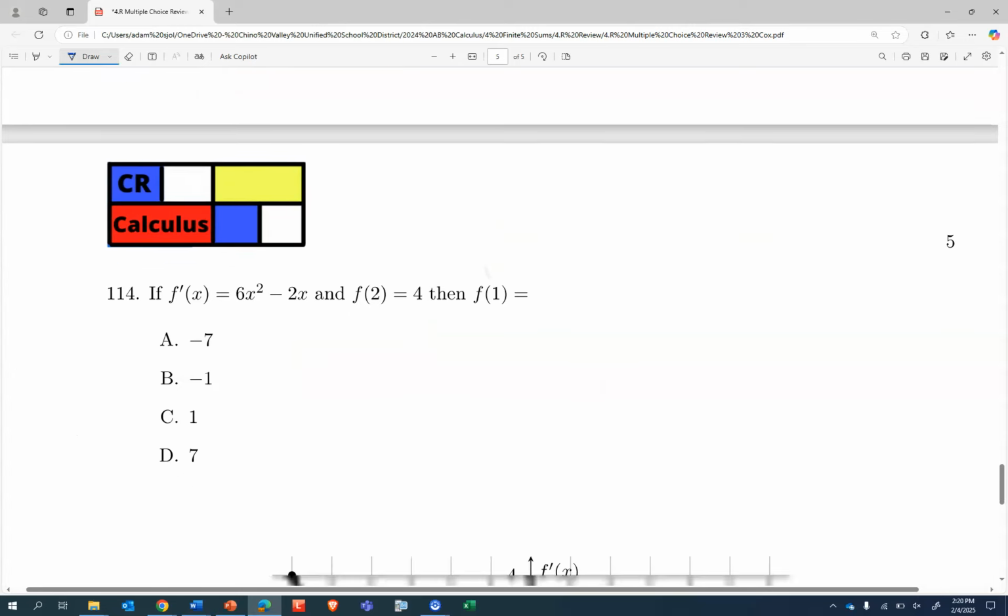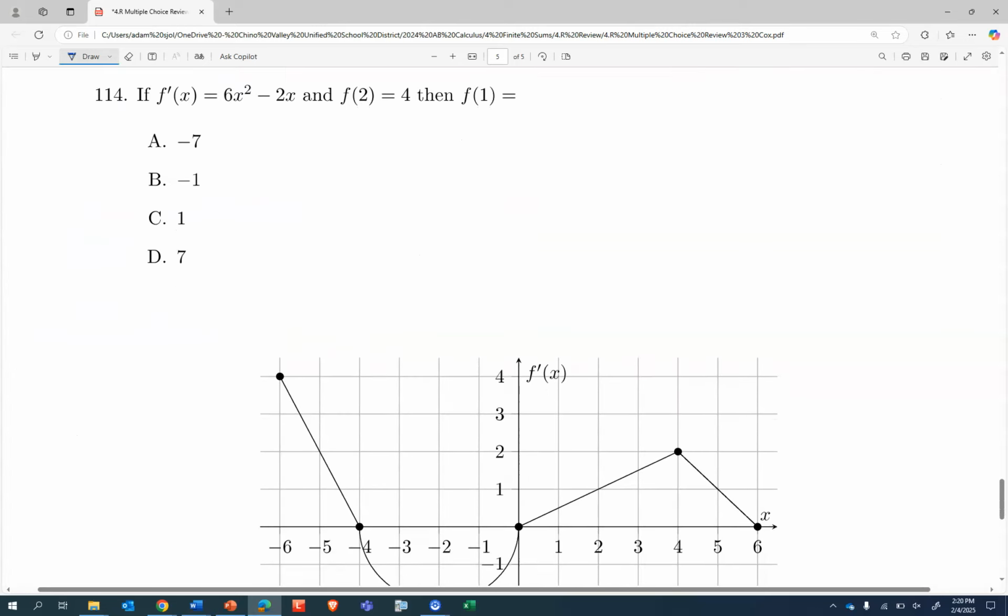Nope. Still one more page. Okay. And just know I cut off a few because you guys don't know substitution yet.